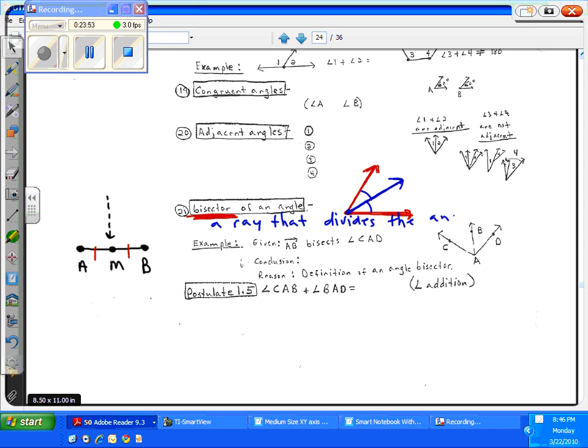It's a ray that divides the angle into two. And many texts would say congruent angles, but I use equal the same way I use congruent on angles because the same shape and size is given into two equal angles. Or we could say into two congruent angles. Okay?